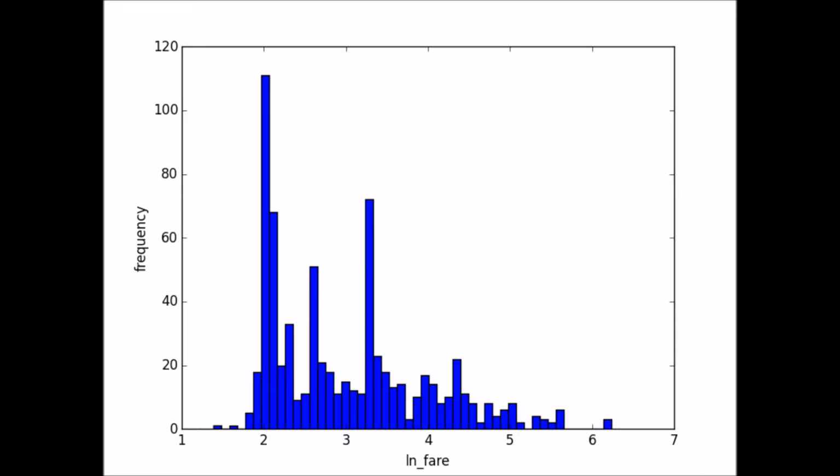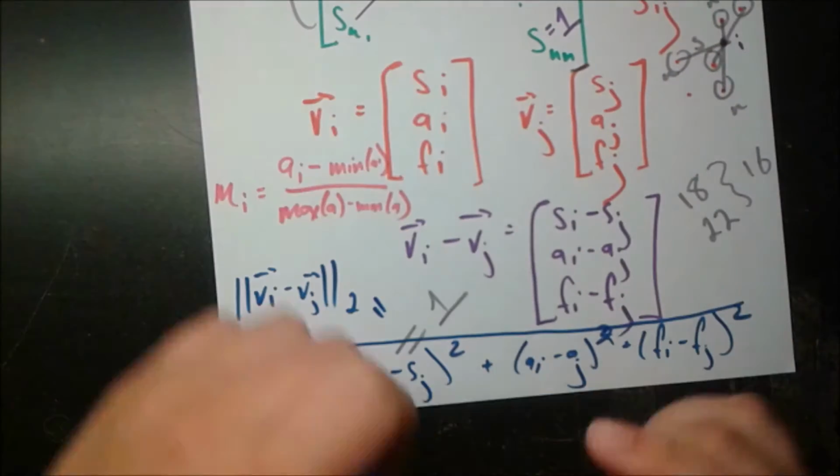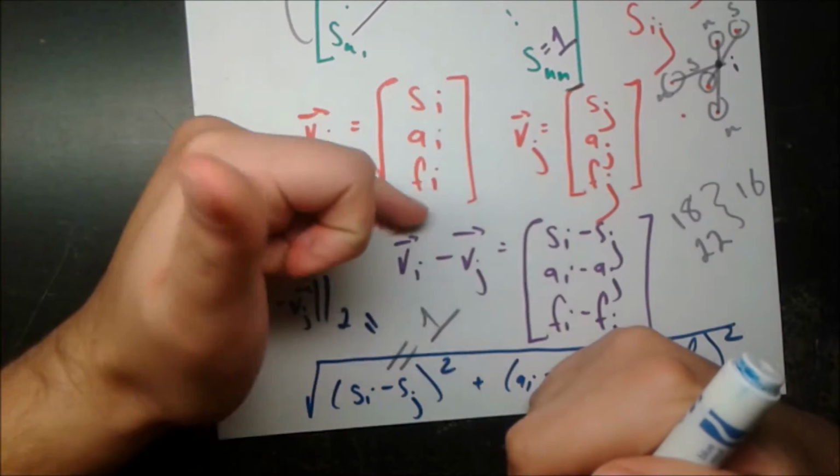So now let's return to the previous work and use these transformed metrics. Now that we did all those data transformations, we have quite a different metric set than we had before. So remember before, on the back of the page, we were defining Vi as someone's triple of their sex, their age, and their fare.